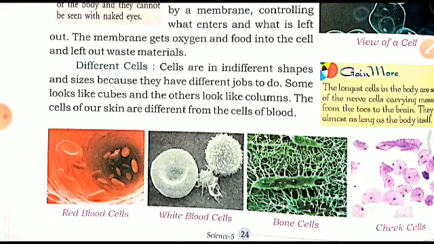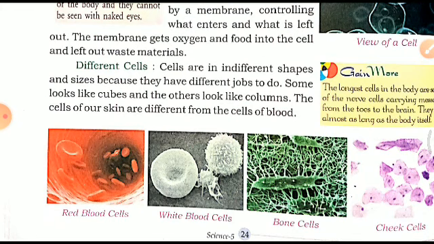The next one is the WBC, or white blood cells. Then the green part is the bone cells, and the purple ones are the cheek cells. See, all four are entirely different from each other.